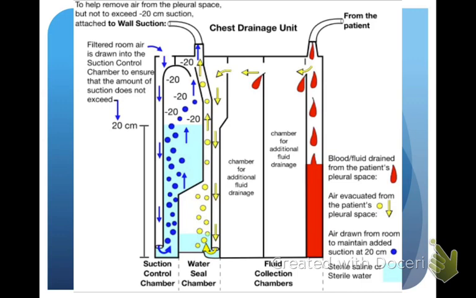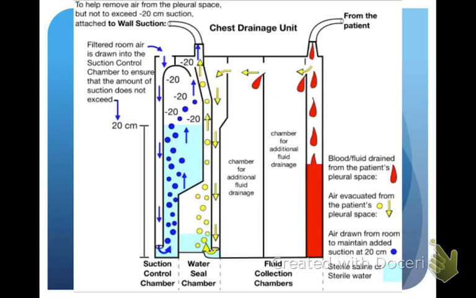The water seal chamber is there to keep air from our outside environment from getting into the lungs. So the water seal chamber always has to be filled in a chest tube. That is what is keeping air from outside the lung from getting into the lung. Air can leave through water, but air can't get in through water. You can't suck in air through water.